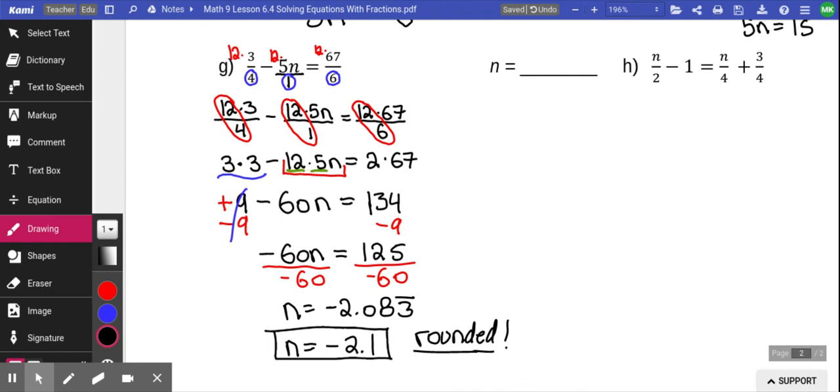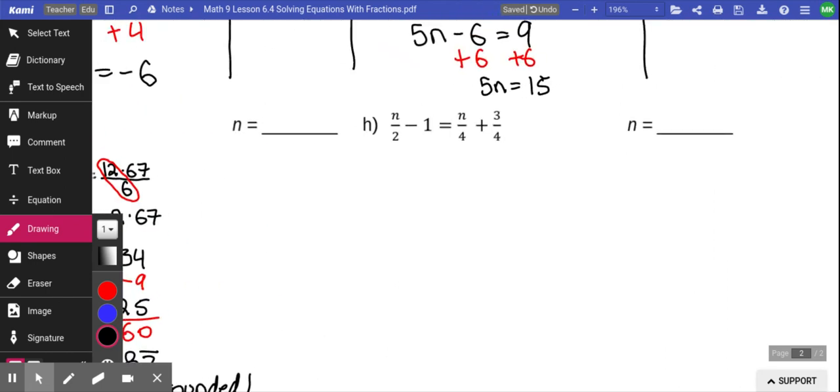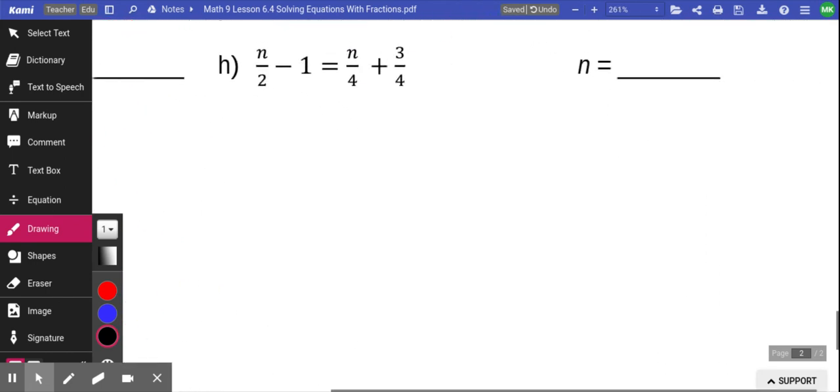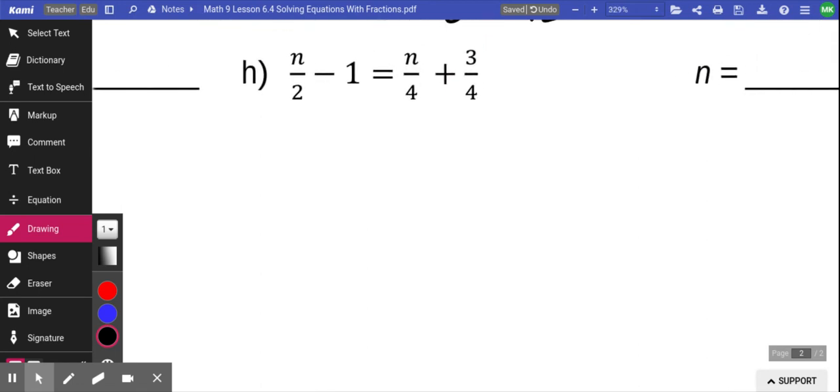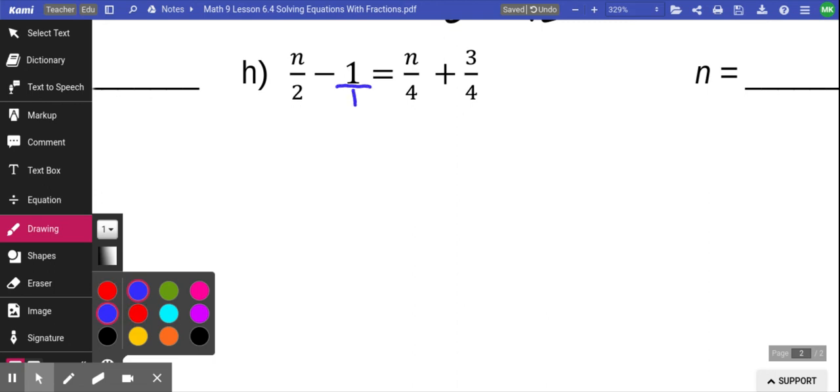Perfect. If you want, you could pause this video right now on H and try this question on your own and see if you can get it. Or you can just follow along with me. The first thing I do is I realize there's fractions and I want to get rid of those fractions. The second thing I realize is that this 1 has an invisible divide by 1. I want everything to have a fraction. That way I can just treat every single term the same.